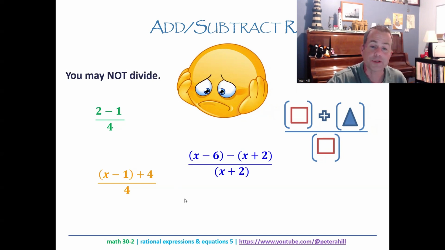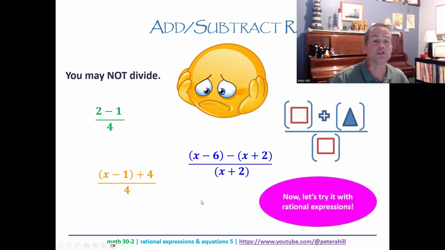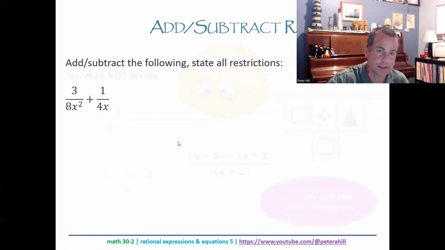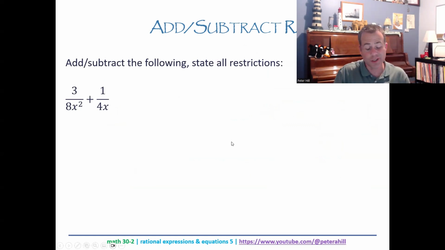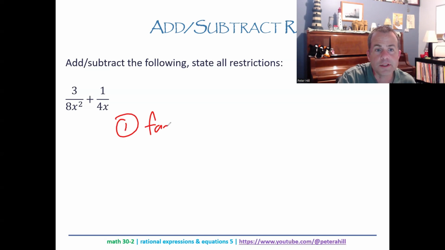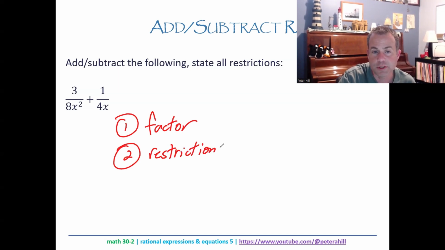Okay, so now we're going to try all of this, but we're going to do it with rational expressions. The question says, add or subtract the following and state all restrictions. So we're going to go through the same sort of order. Remember our order, I'm going to write it down for you here. Number one, it was to factor. Number two, state your restrictions or your NPVs, whatever your teacher likes to call them. They mean the same thing.